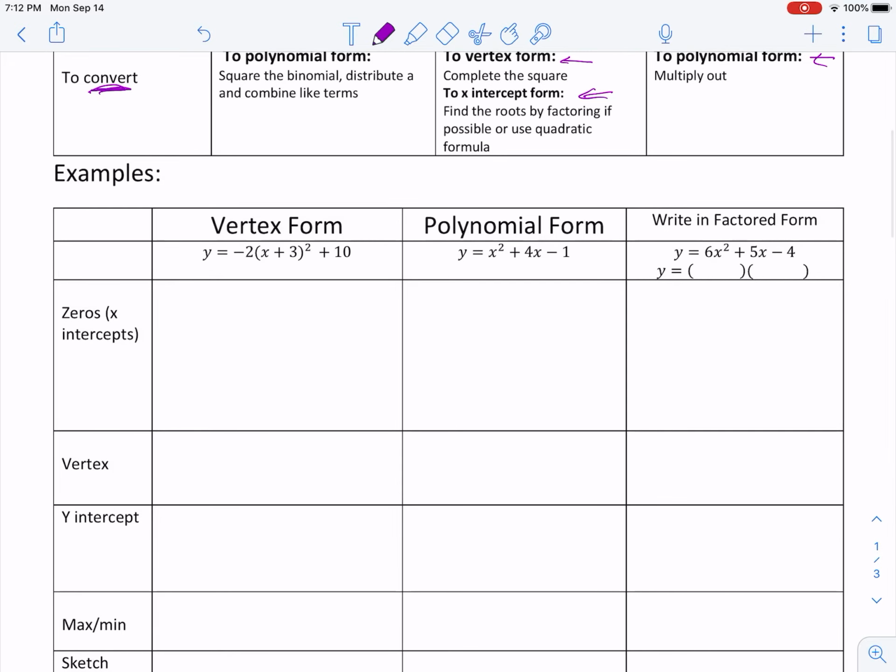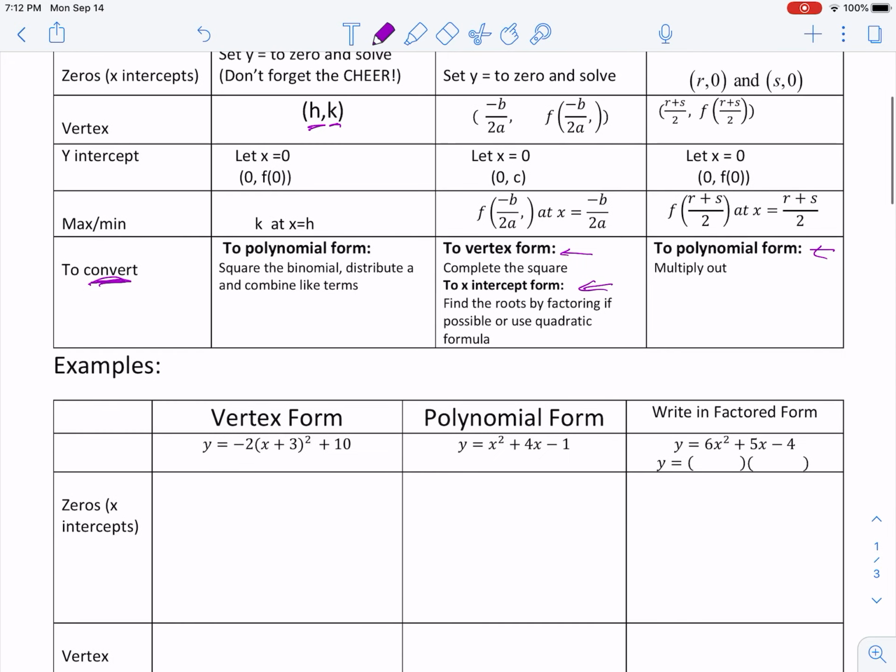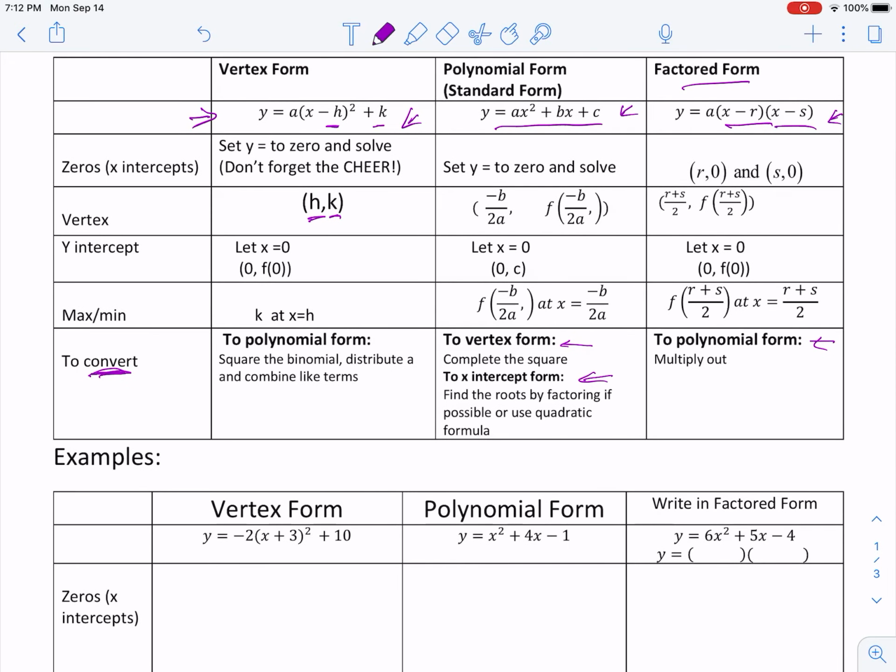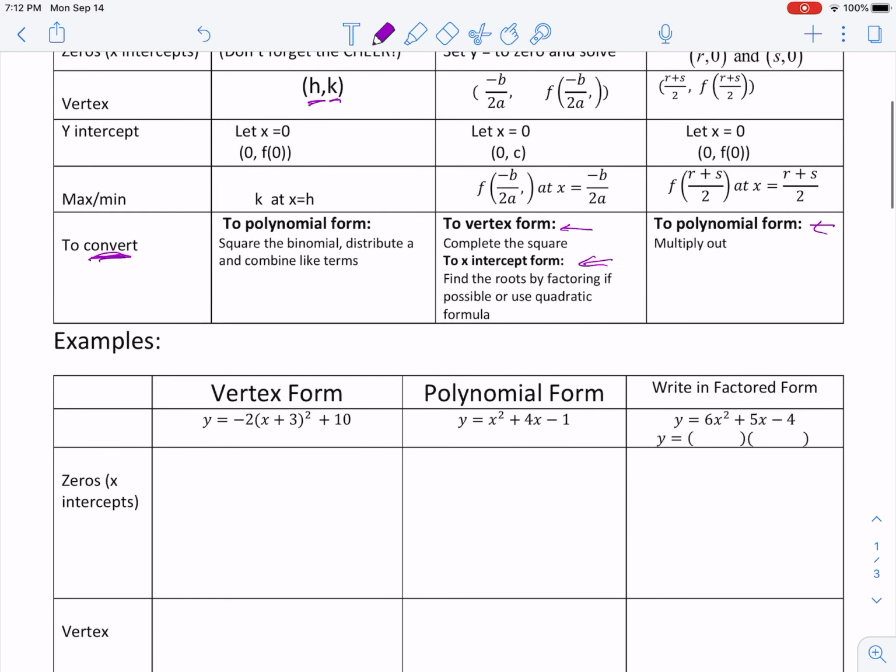Vertex form, it asks for the zeros. Well, if you look up here at the chart, it says to set it equal to 0 and solve. So 0 is equal to negative 2 times (x plus 3) squared plus 10. I subtract 10. Divide by negative 2. Negative 10 divided by negative 2 is 5. That should be a 3.